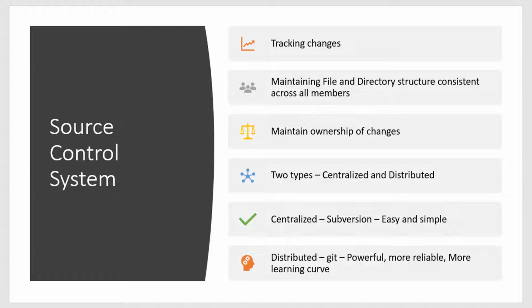As such, there are two types of source control system, centralized and distributed. As the name suggests, in a centralized source control system, all the changes will be maintained in a centralized location. A very good example is Subversion. It's very easy and very simple to use. The next type is distributed, where Git is a very good example, and it's very powerful and more reliable, and it has multiple features. At the same time, it has a very high learning curve.